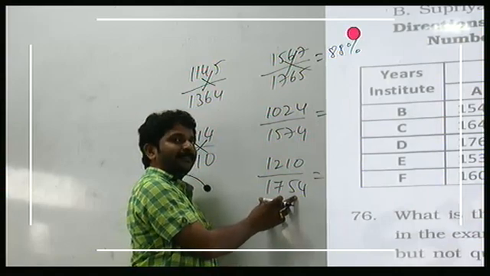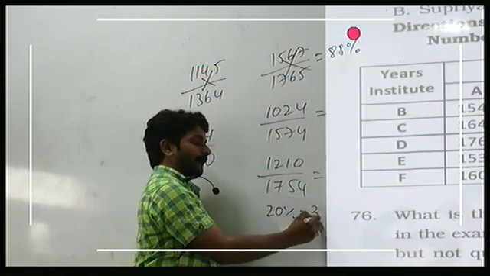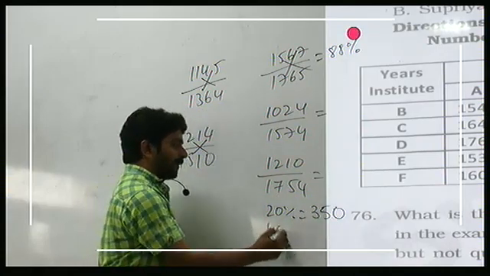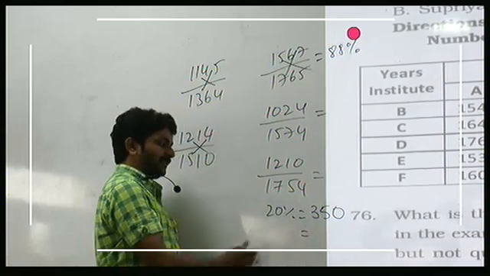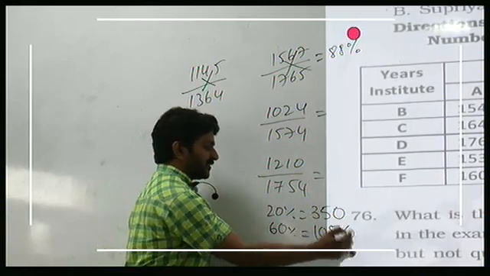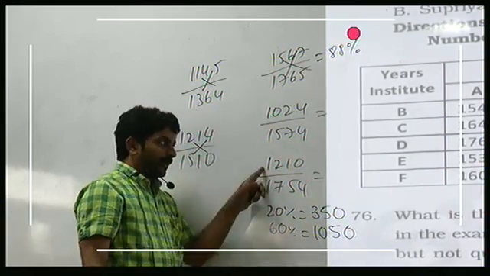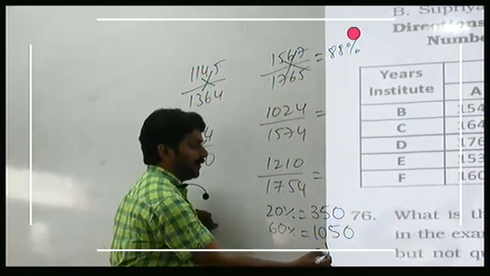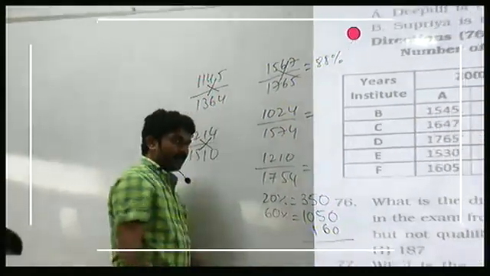What is 10%? 20%? 350. 350. 40%? 700. 60%? Into 3, that is 1050. 1050. And still you need to add 160.